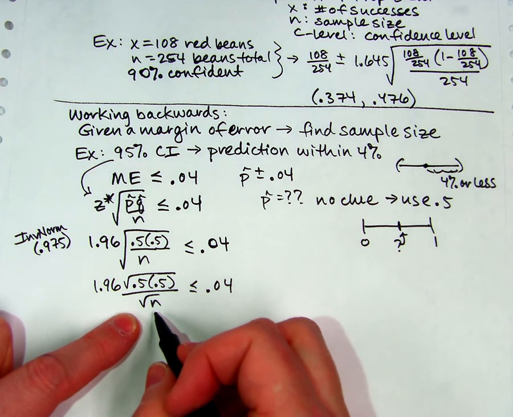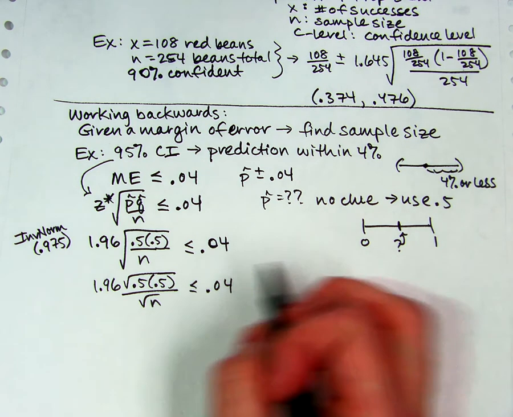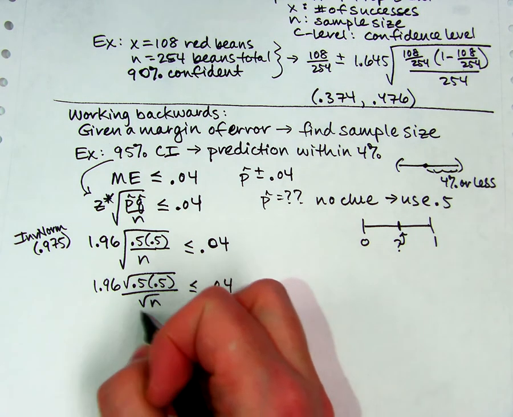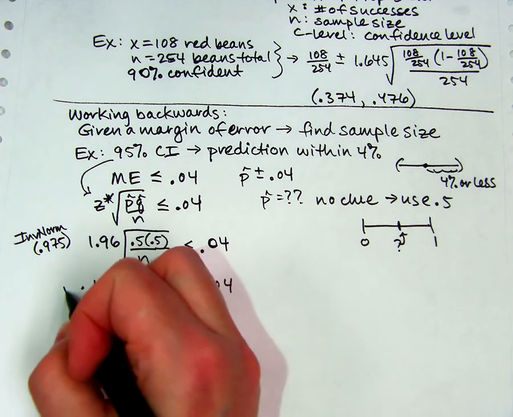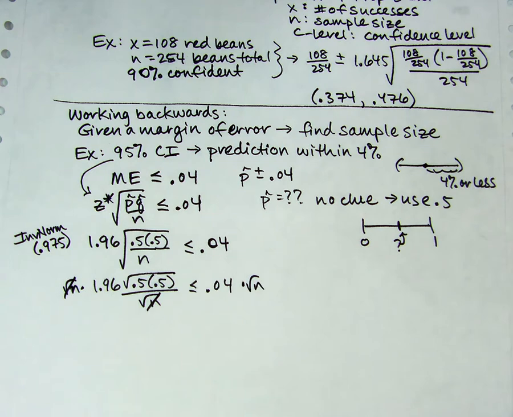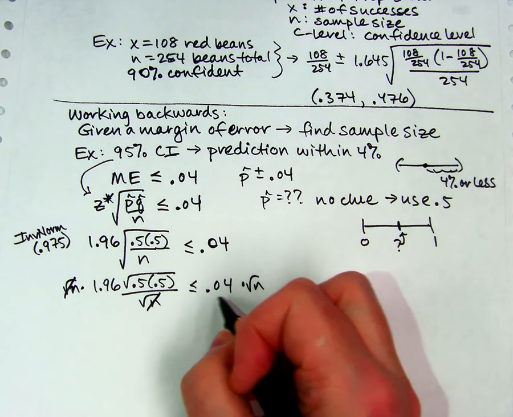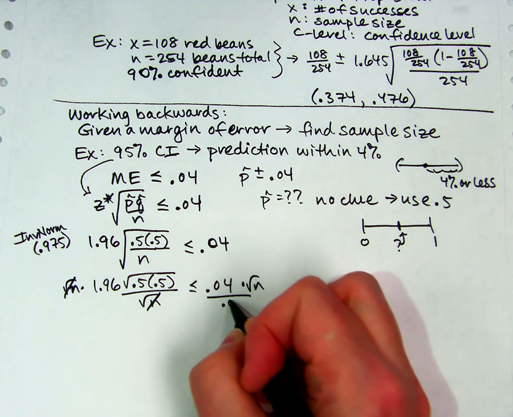If you are really good at algebra, I suggest you pause the video and go try it on your own. You probably could do it, but just in case, I'll talk you through it. So that square root of n gets multiplied on both sides, and that cancels this one. And then I have to get the 0.04 off of this side, which means I'm going to divide both sides by 0.04.